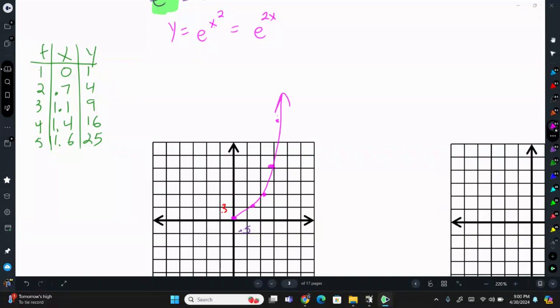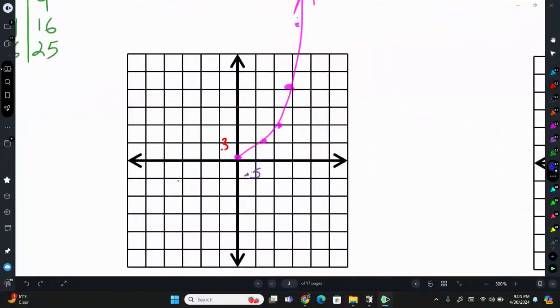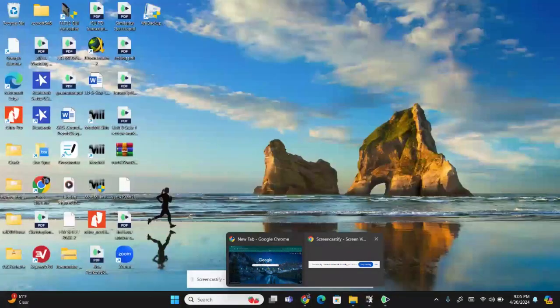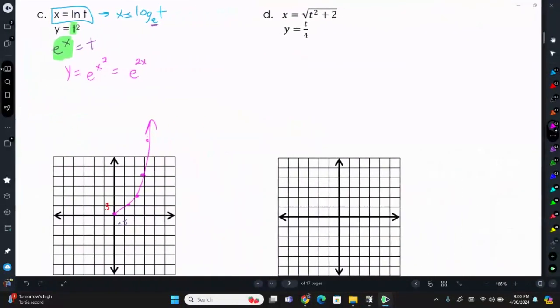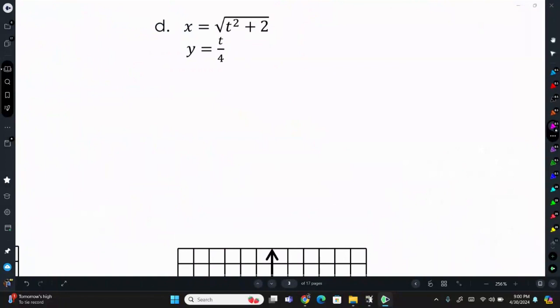So that looks like an exponential equation, and y equals e to the 2x is exponential. So then the direction, our function went this way.